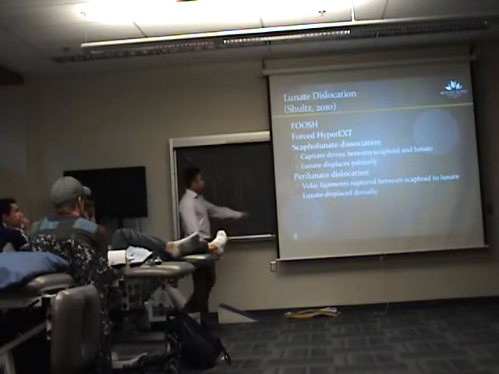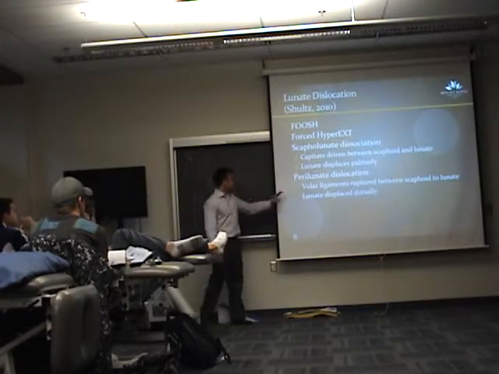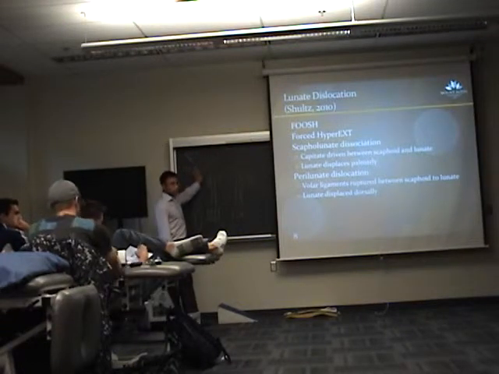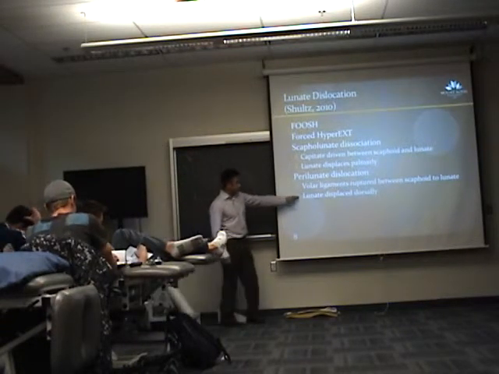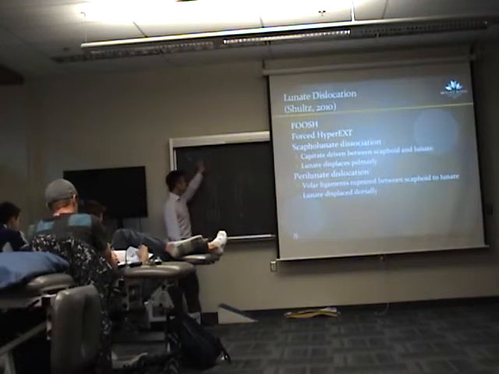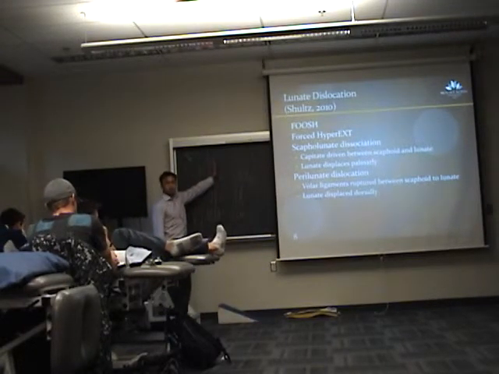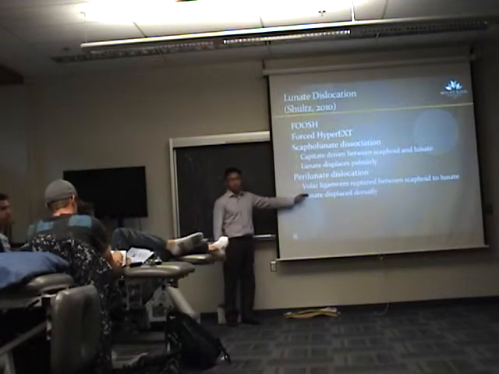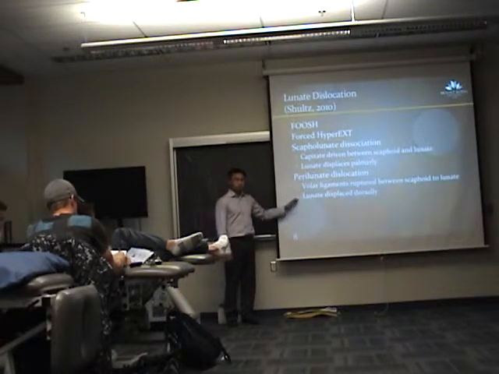So perilunate dislocation: it's not the lunate displaced dorsally, it's the stuff above the lunate that's displaced dorsally. So just cross this out, and you can replace that with capitate if you want, because that's the structure above it. You can put capitate, or you can also put distal carpal row, is dorsal.